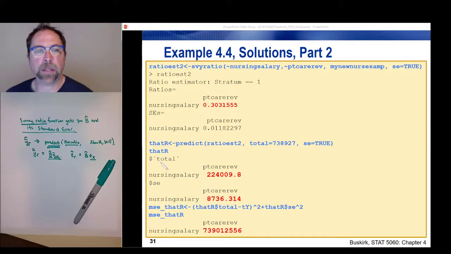I'm going to print out this object. I'm going to get two components. One is the total estimate. The other is the standard error. Now, clearly, this standard error is a lot smaller than the previous.